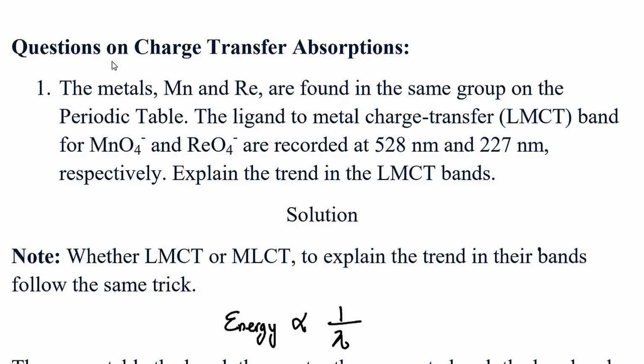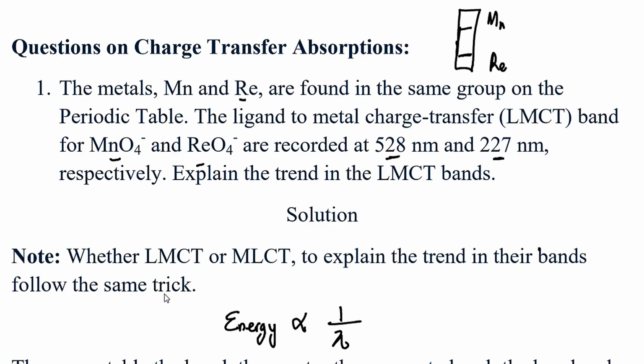The first question is: the metal manganese and rhenium are found in the same group on the periodic table. Basically, on the periodic table we have manganese at the top and rhenium lower, so they are found in the same group. The ligand to metal charge transfer bands for the two compounds are recorded. Explain the trend in the ligand to metal charge transfer band.